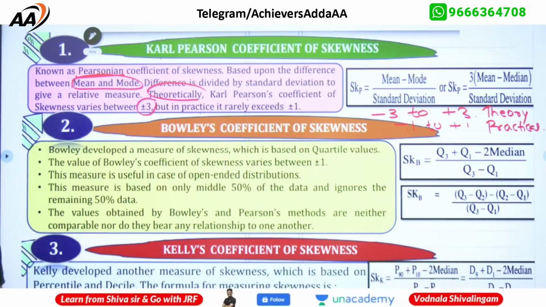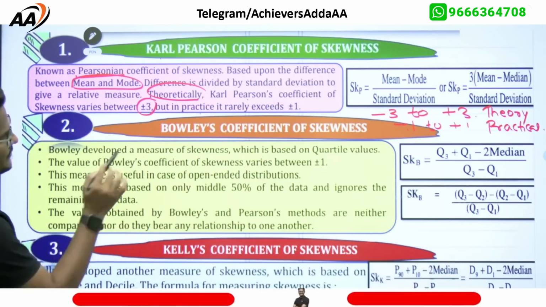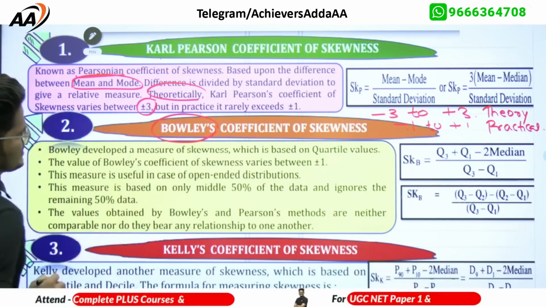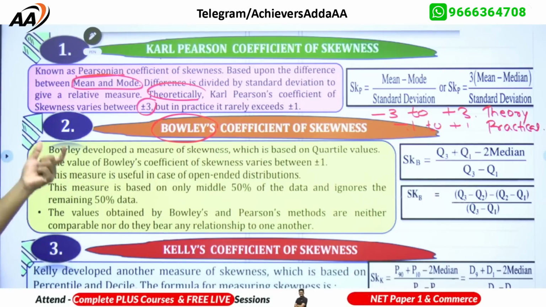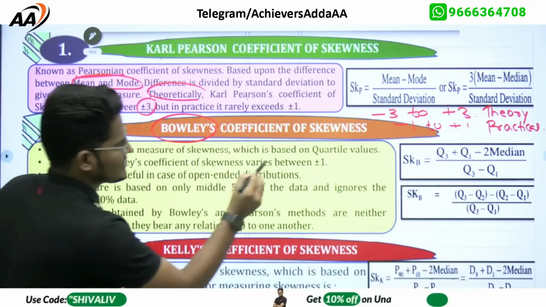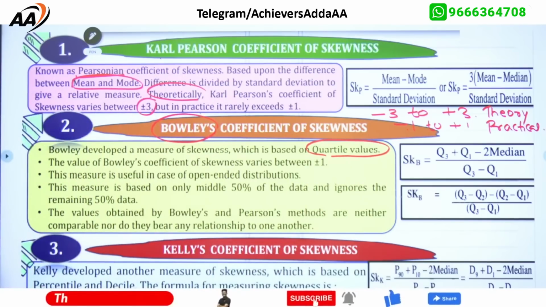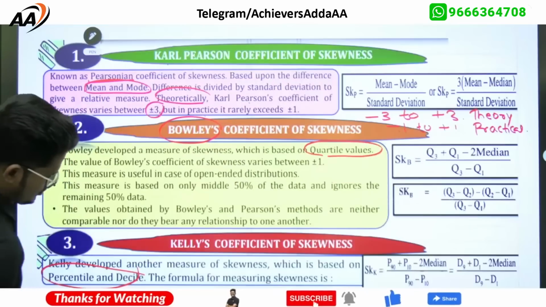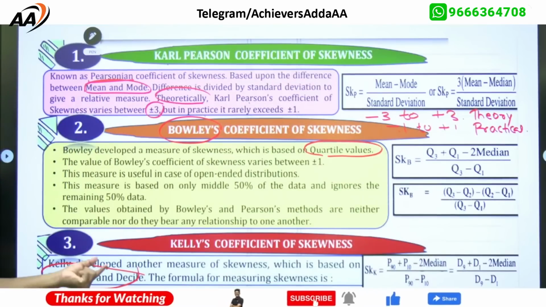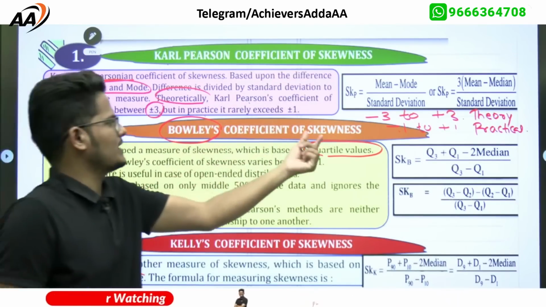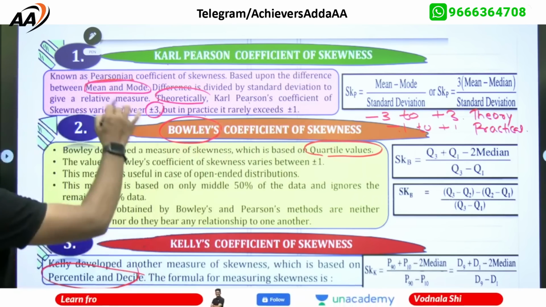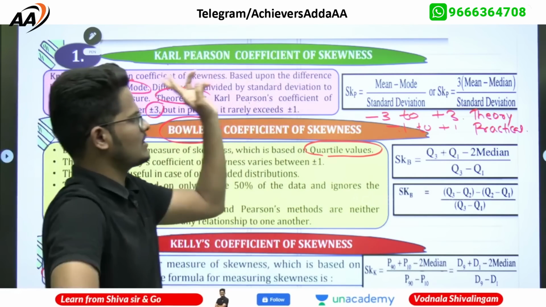Right? Next, number 2, Bowley's coefficient of skewness. Bowley developed a measure of skewness which is based on the quartile values, whereas Kelly's is based on what? Percentile and decile values. So Kelly's is based on percentile and decile values, Bowley's is based on the quartile values, and the one based on the mean, mode and standard deviation is called Pearson's.